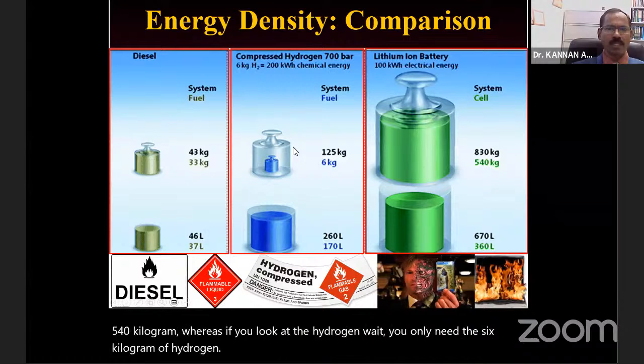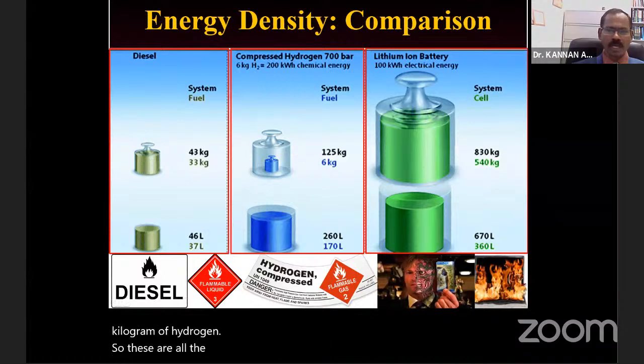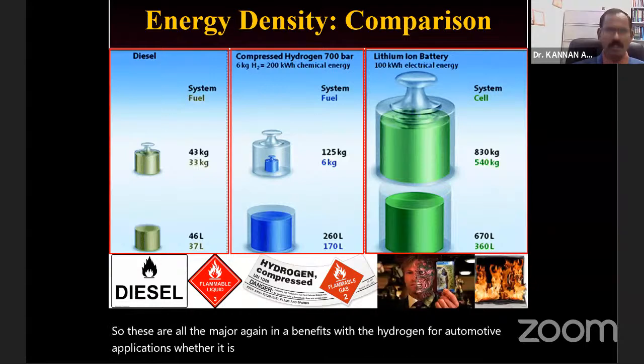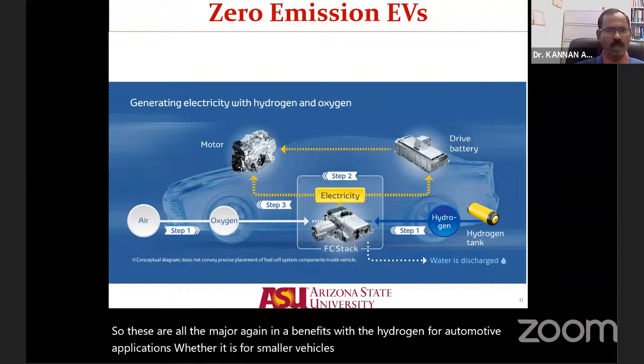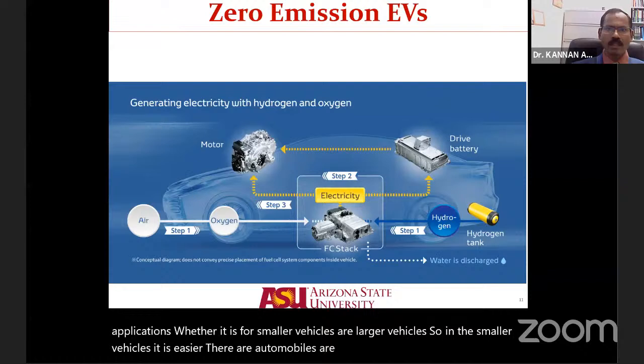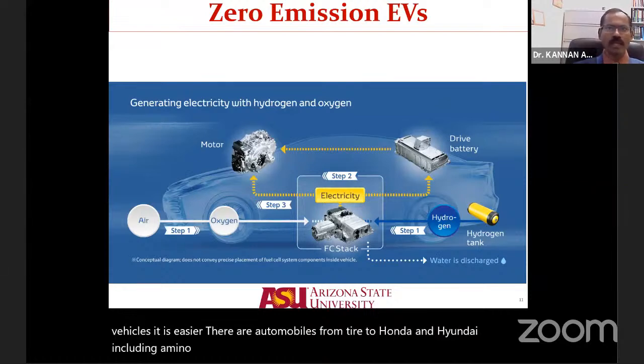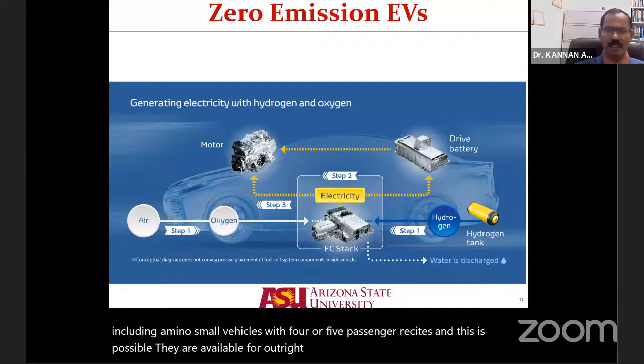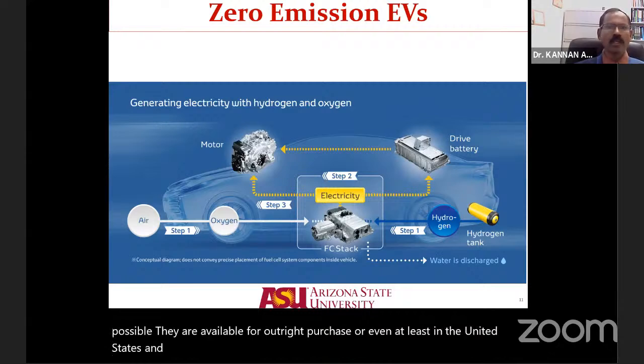So these are all the major benefits with hydrogen for automotive applications, whether it is for smaller vehicles or larger vehicles. In the smaller vehicles, it is easier. There are automobiles from Toyota, Honda, and Hyundai, including small vehicles with 4 or 5 passenger size. And this is possible. They are available for outright purchase or even lease in the United States, and things are going to take good shape in other countries.